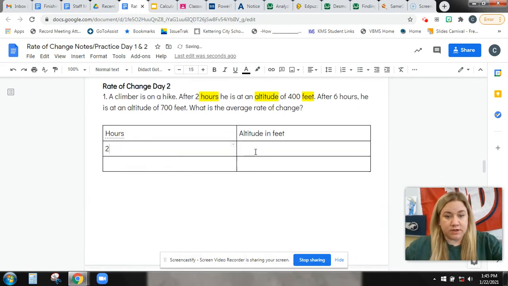At 2 hours, he was at what? 400 feet. At 6 hours, he was at what? 700 feet, right? So then we do what we've always been doing. We want to find the change in Y over the change in X.